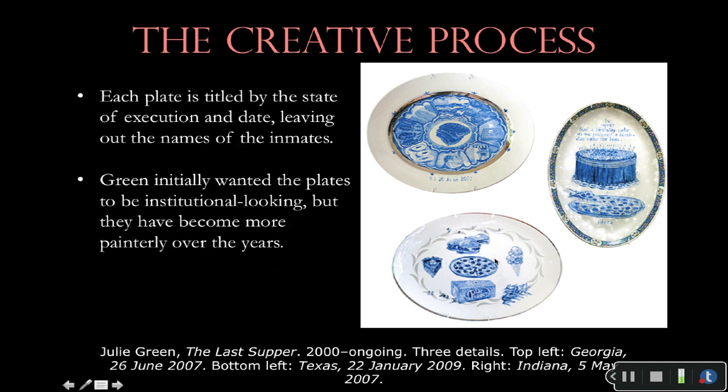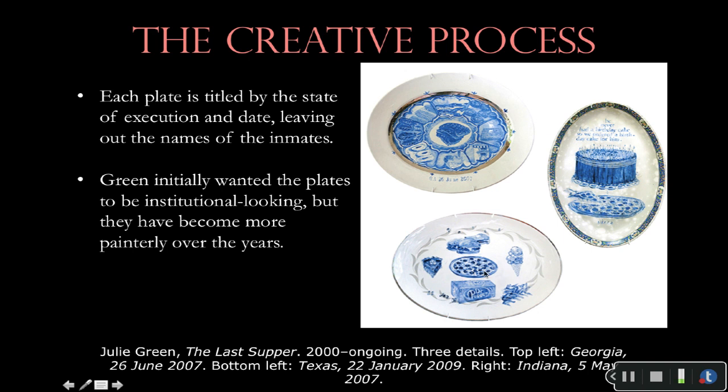Each plate is titled by the state. You can see each state here. Here we have Georgia. I can't read these very well, but I know that this one is Georgia. This one is Texas, and then this one looks like it's Indiana. And so she gives us the state of execution as well as the date. And she leaves the inmates' names off the pieces. So these are very anonymous. They only have the date and then the state listed within each plate.